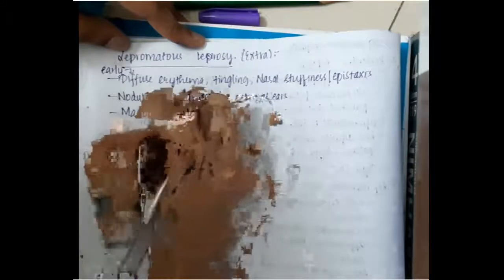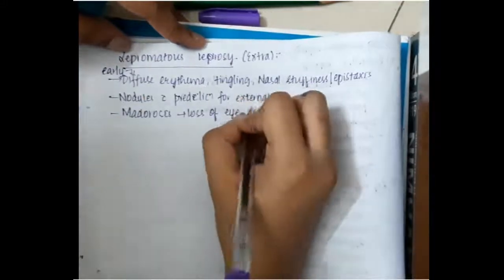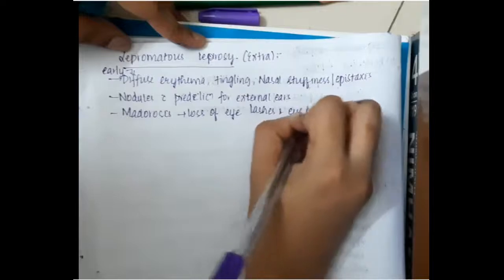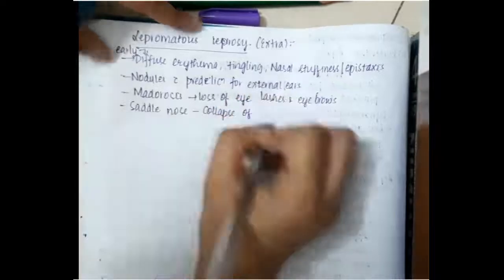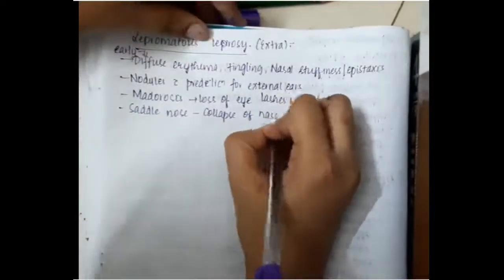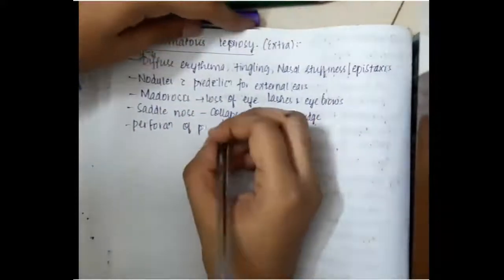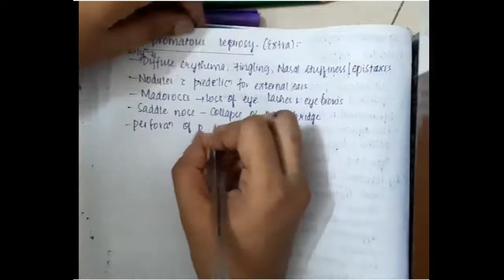You will also see the presence of madarosis. What is madarosis? There will be loss of eyelashes or eyebrows. Saddle nose will be seen, where there is collapse of the nasal bridge. Then there will be perforation of the palate.